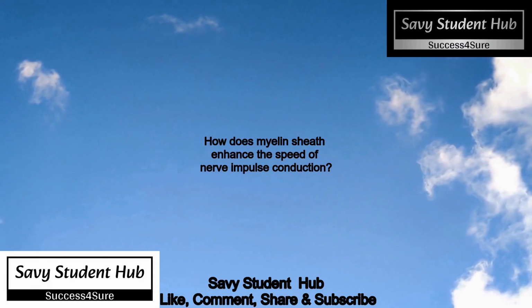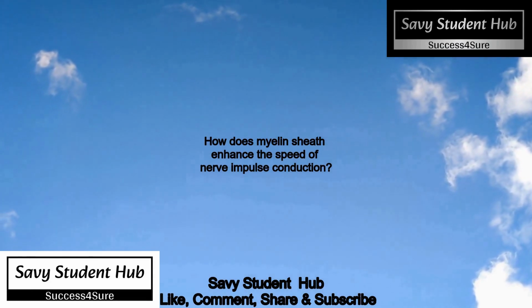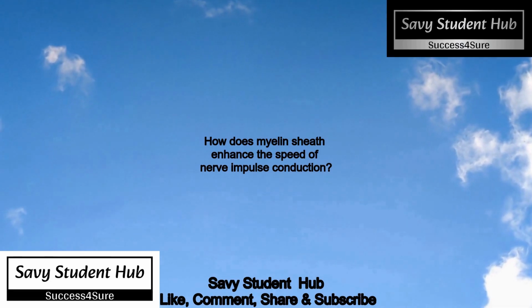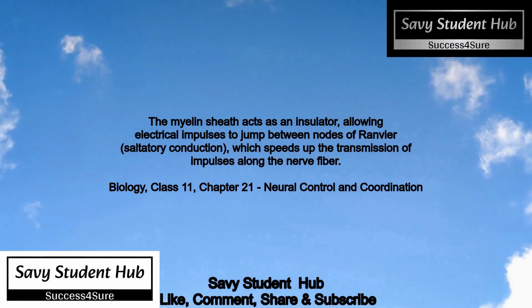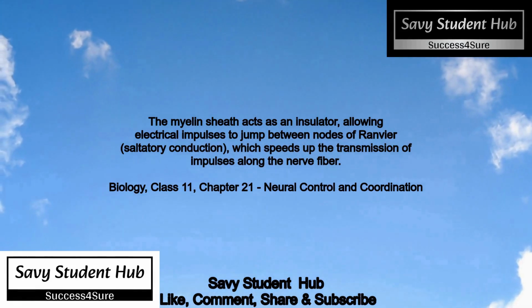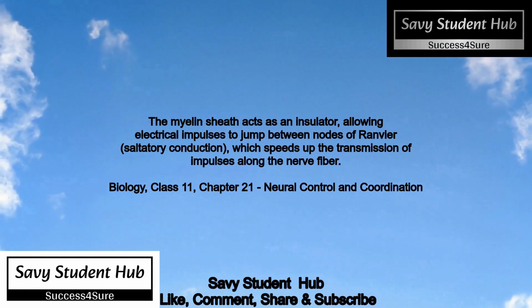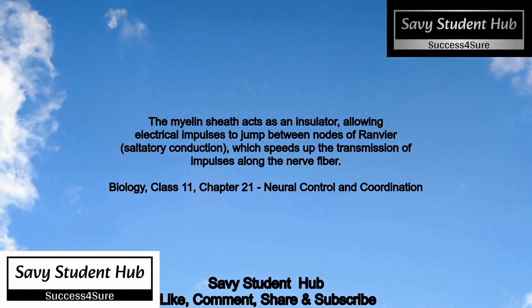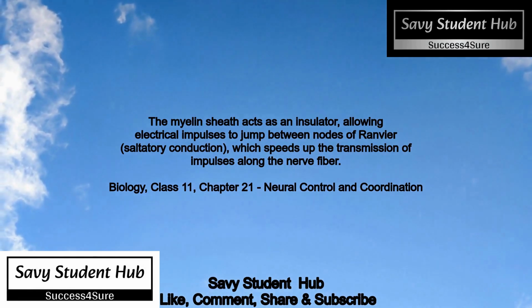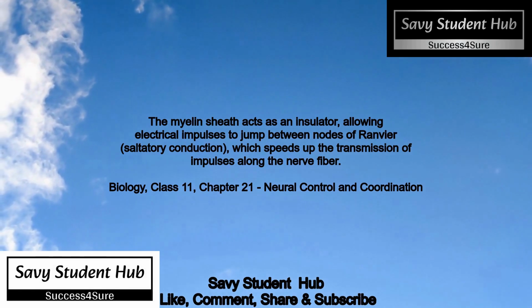How does myelin sheath enhance the speed of nerve impulse conduction? The myelin sheath acts as an insulator, allowing electrical impulses to jump between nodes of Ranvier, saltatory conduction, which speeds up the transmission of impulses along the nerve fiber.